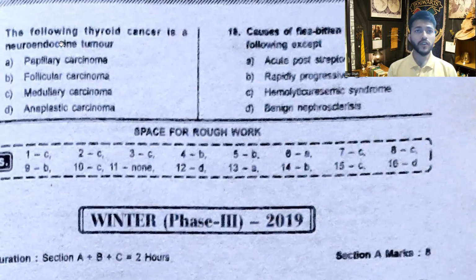Following thyroid cancer, neuroendocrine tumor. Which is a neuroendocrine tumor? Remember, it is medullary carcinoma because it produces calcitonin. That's why it is known as a neuroendocrine tumor, right?